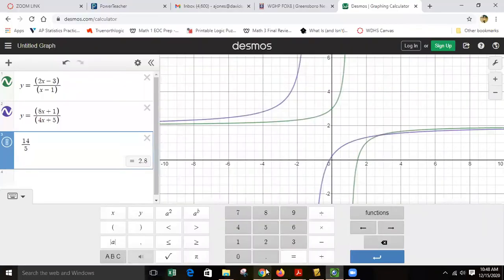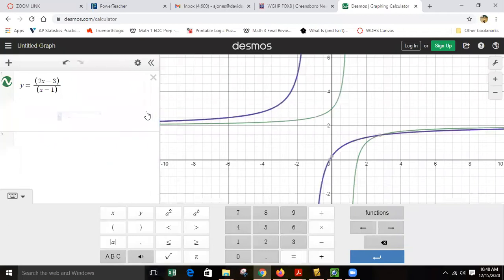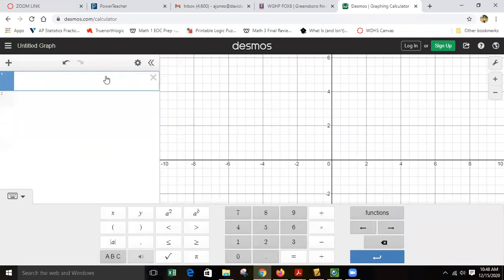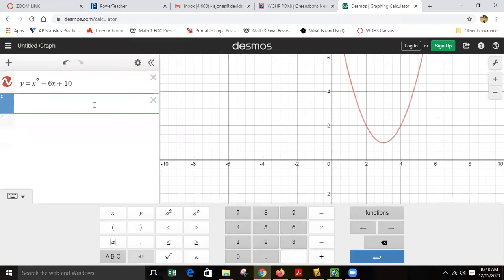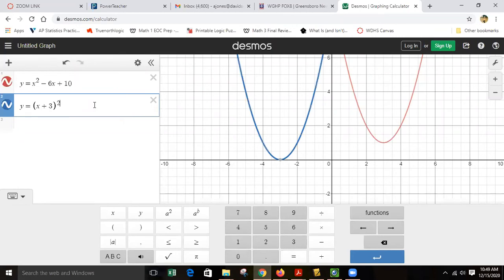So if I look on Desmos, take all this out, and I plug in my first one, which was y equals x to the second minus 6x plus 10. On the second one, I'm going to put in my first answer. So A is x plus 3 to the second minus 1. Is it the same graph? Obviously, it's not. You guys see that? So A is not our answer.